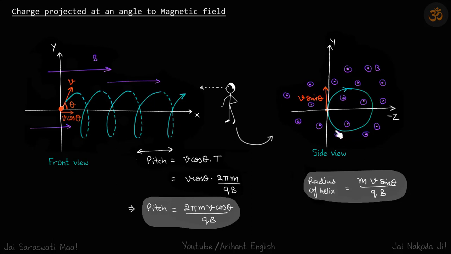Now radius of this helix, the formula was mv by qB. So here V is V sin theta. So radius is mv sin theta by qB. So this is how the particle which is projected at an angle theta to magnetic field will move.